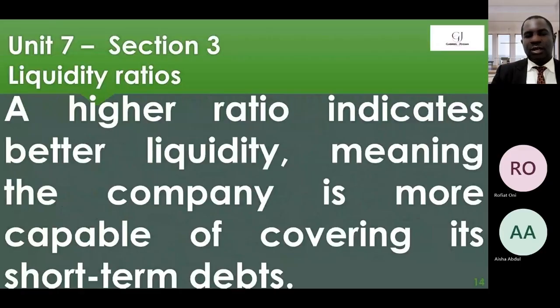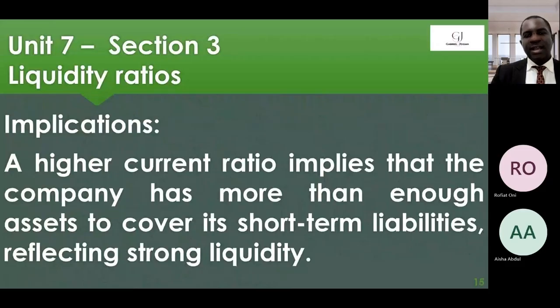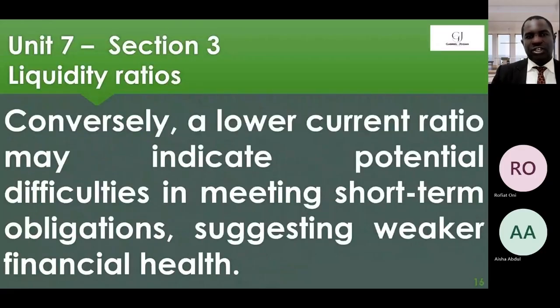So it shows sufficiency of current assets to cover liabilities for running the business in the short run, meaning the company is more capable of covering its short-term debts. And the implication is that the company has more than enough assets to cover its short-term liabilities, reflecting strong liquidity. So more than 1, 2, and in Dan Kabir's case, we have 2.6. So if you approximate it, it's about 3 times, which is sufficient.